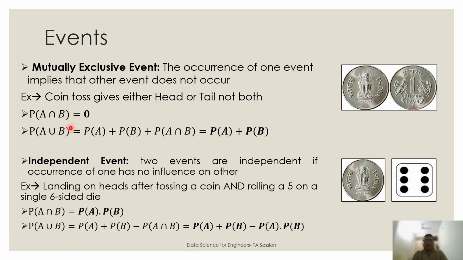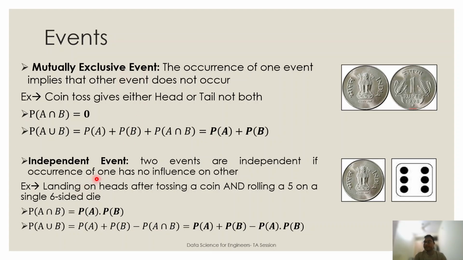Then the formula for A union B is probability of A plus probability of B minus probability of A intersection B. Since A and B are mutually exclusive, the intersection is zero. That is why your final answer will become probability of A plus probability of B. So whenever someone mentions the words mutually exclusive and asks you to find the probability, remember that it may be a tricky question, because the probability of A intersection B is zero. So don't forget that.